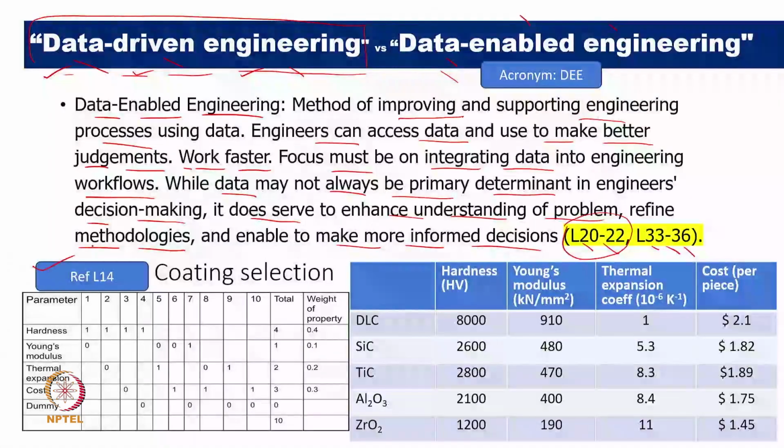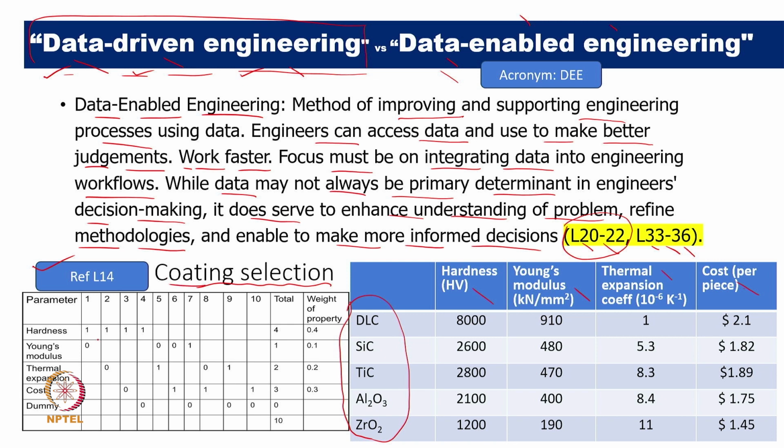Whatever I mentioned, I just want to give a brief of what we have done earlier. Refer to lecture 14, where we did a coating selection. In coating selection, we assumed there are 5 coatings available at manufacturing facilities, and 4 properties are available to us. These data are coming from the literature; we have not done any experiments on this. So based on the 4 factors and 5 coatings, we wanted to make a decision.